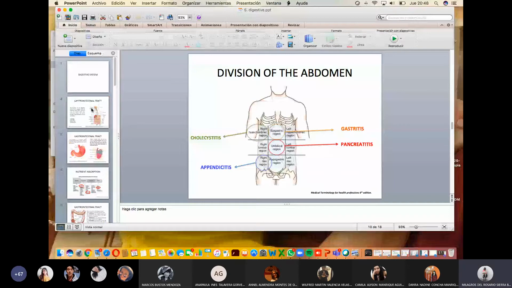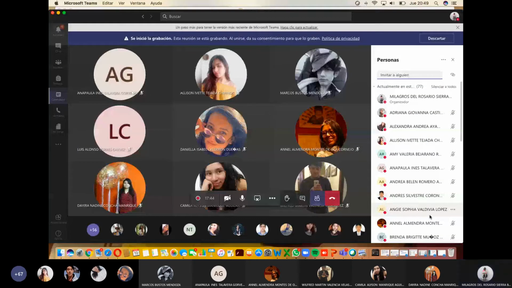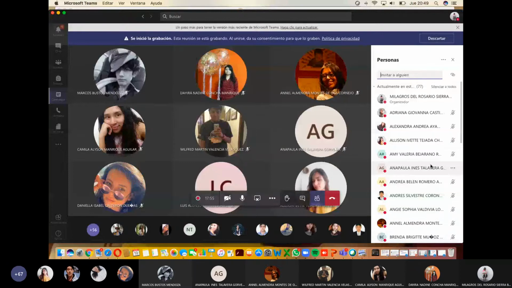Okay, so we talked about cholecystitis, that is the inflammation of the gallbladder, and then we can talk about hepatitis, that is the inflammation of the liver. Do you guys know some causes of hepatitis? You have been vaccinated in relation to one of the causes. Immunized, yeah. Let's see. Do you know causes for hepatitis? Andrés Coronado. A ver, Anel.